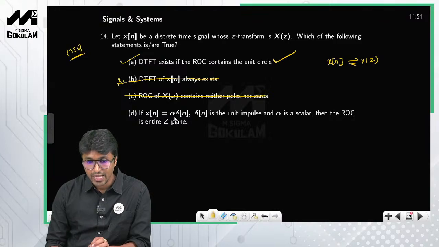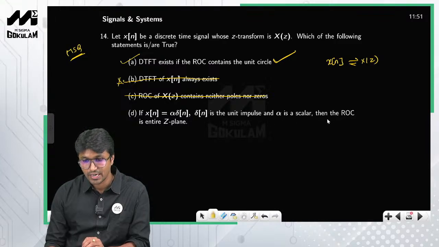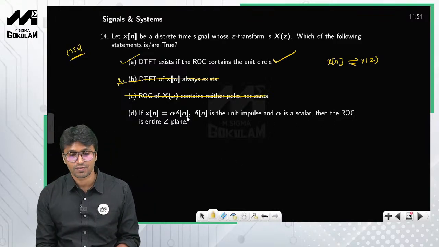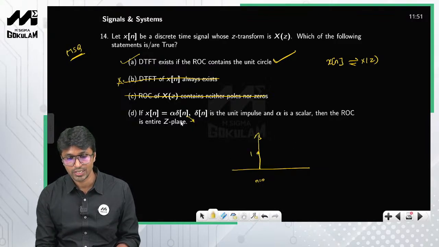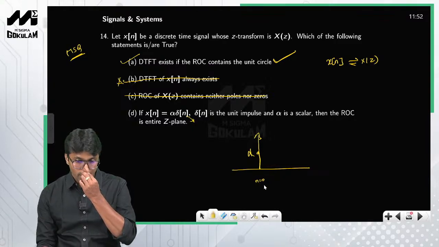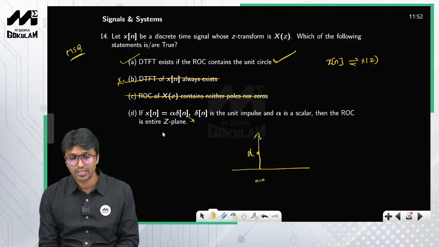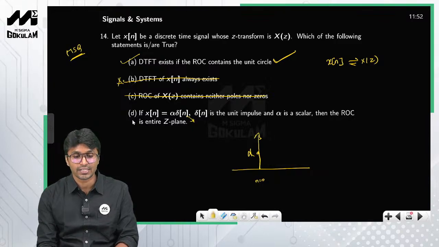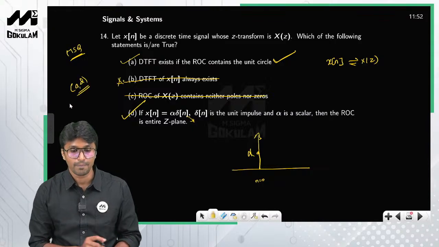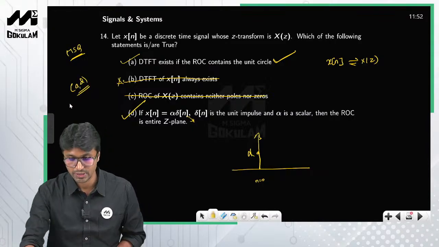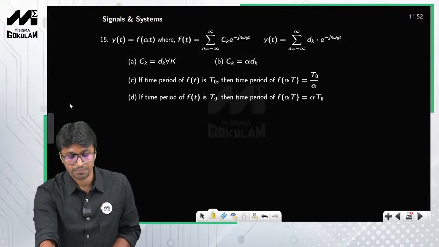If x of n is alpha times del of n, where del of n is the unit impulse and alpha is a scalar, then the ROC is the entire z plane. This is a finite duration signal because del of n exists only at n equal to 0. The amplitude of del of n at n equal to 0 is 1, and now it is scaled by alpha, so 1 into alpha is alpha. This is a finite duration signal, and we have learned that for a finite duration signal the ROC is the entire z plane. So option D is also correct. Therefore the correct options are A and D. This is how you analyze the question. Now let us move on to the next question.